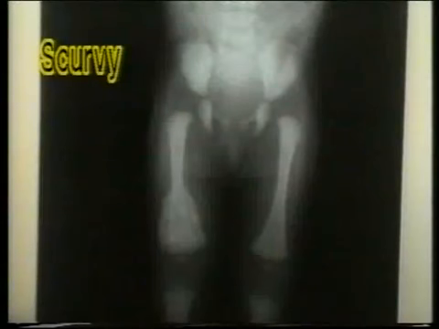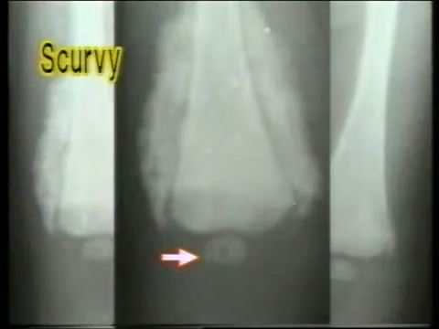In this X-ray, note the large calcified subperiosteal hematomas around the femurs. The left femur shows periosteal reaction. This is a typical lesion of scurvy. Now we will study the bone end. The epiphysis is very small, osteopenic with thin cortex. This is the Wimberger sign.